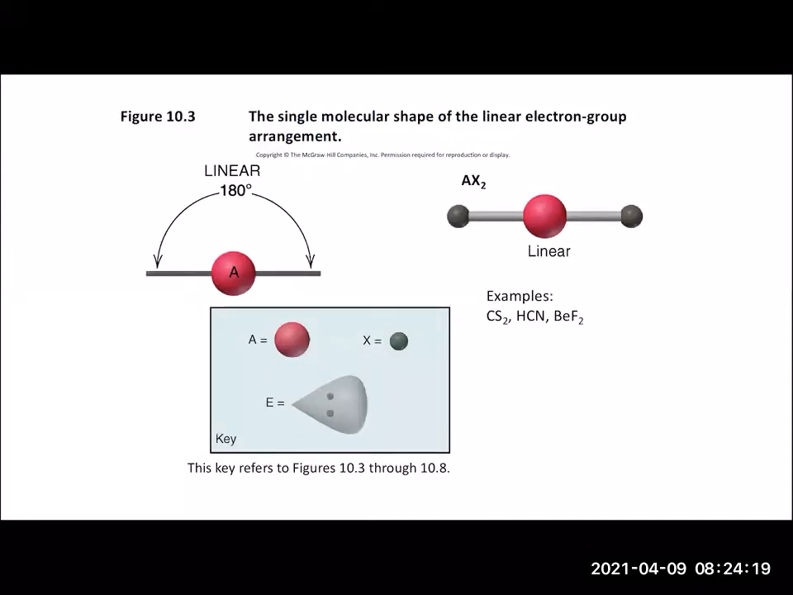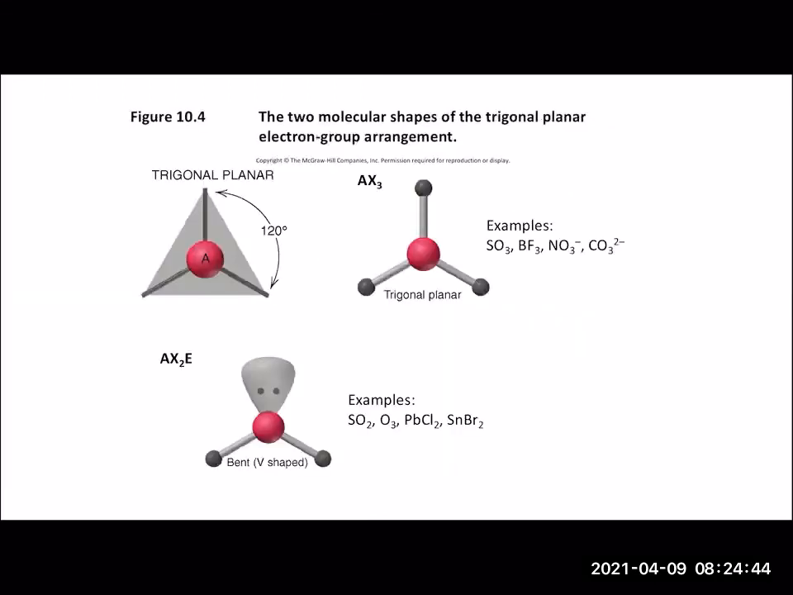Here we look at our first one. It's linear. With the linear one, some examples: CS2, HCN, BF2, BeF2. All of these exhibit a linear molecular geometry. You can see that the central atom will be bonded to just 2 other atoms. If we look at trigonal planar, examples, if all 3 are bonded to atoms, that could be SO3, BF3, NO3 minus nitrate, or carbonate, CO3 2 minus. All of those would exhibit a trigonal planar geometry.